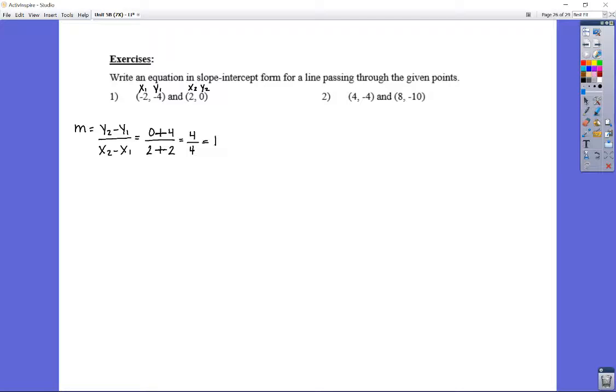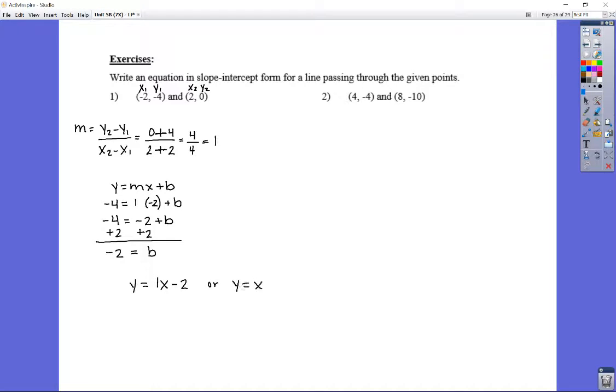Now we're going to substitute into our formula, so y equals mx plus b. I'm going to substitute -4 in for the y value, 1 in for m, and -2 in for x. Next, we'll solve for b, so -4 is equal to -2 plus b. In order to get b by itself, we have to add 2 to both sides. So negative 2 is equal to b. Lastly, we have to write the equation of this line. So y is equal to 1x minus 2. Or we can write this as y equals x minus 2.